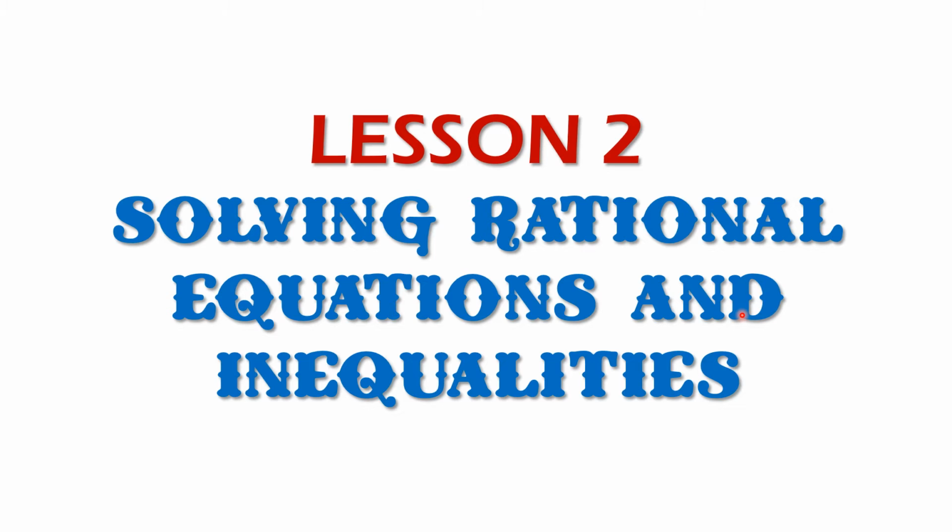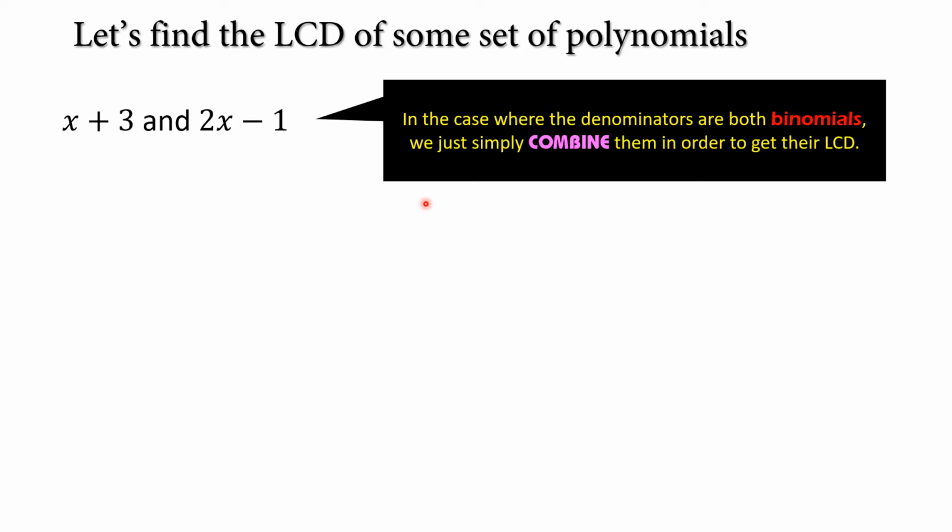Now, let's move on to lesson 2, solving rational equations and inequalities. Before we proceed, let's first find the LCD of some sets of polynomials. Let's assume that x plus 3 and 2x minus 1 are the denominators of two rational expressions. In this case, x plus 3 and 2x minus 1 are both binomials, right? So, we just simply combine them in order to get their LCD if they are both binomials. Therefore, the LCD here is quantity x plus 3 times quantity 2x minus 1. So that's how easy it is if the denominators are both binomials.